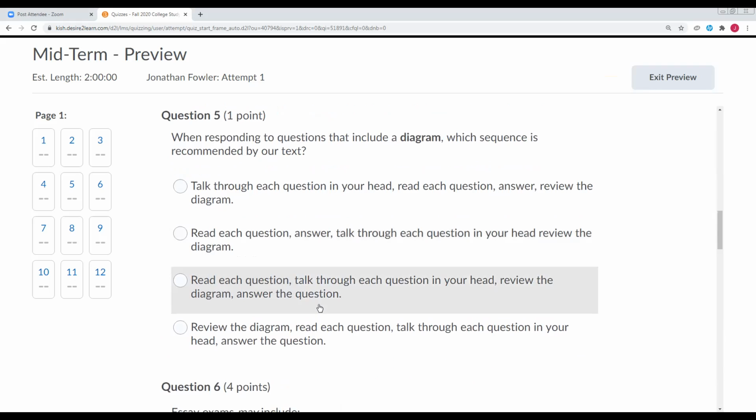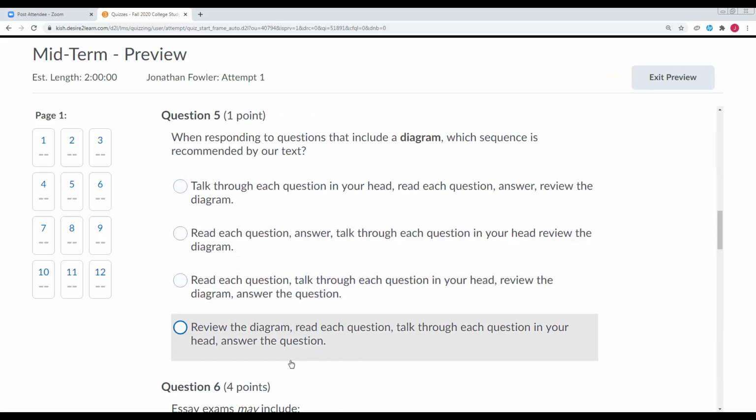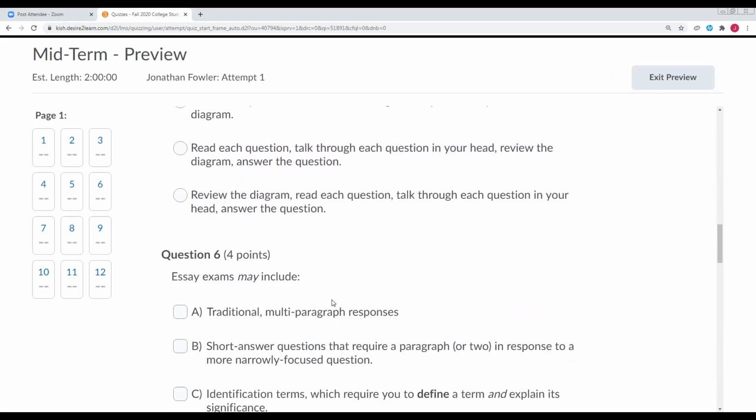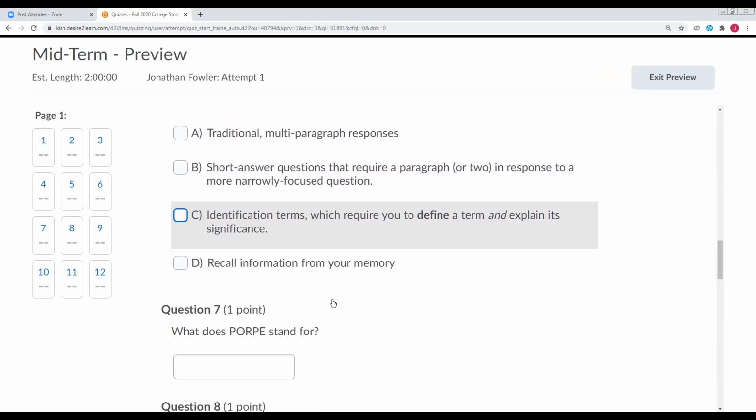Question 5, when responding to the questions that include a diagram, which sequence is recommended, again, by our text? Make sure that you have the text available and that you can quickly skim it over and that you have the answer memorized so that you can maximize your time for this particular midterm exam or midterm quiz.